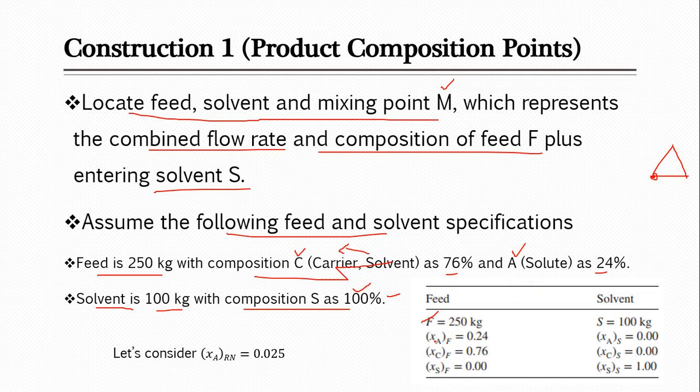So XA, not mole, the mass fraction of A in the feed is equal to 0.24, and that of carrier in the feed is 0.76 here. Then there is no solvent in the feed, so it's 0. And when you look at the solvent side, its mass is 100 kg. It didn't contain any A or C, any solute or carrier, only the solvent, which is 100%, so it's 1. This is similar to what you already know.